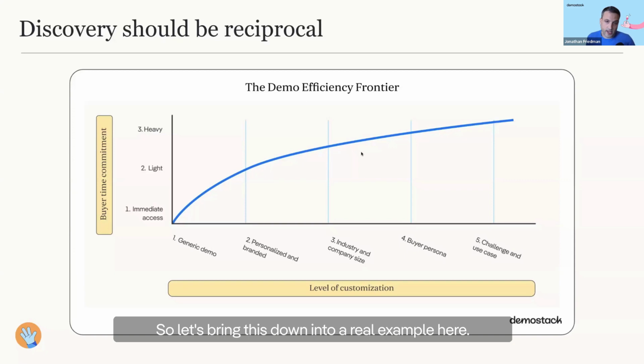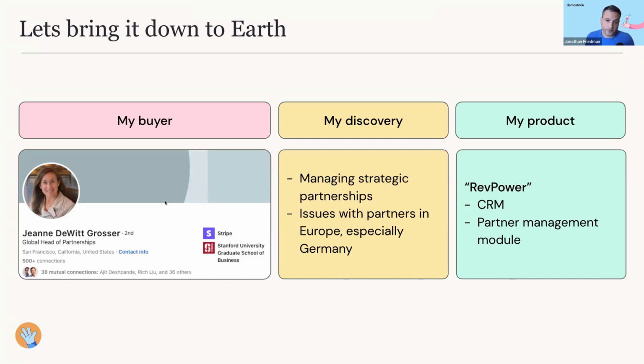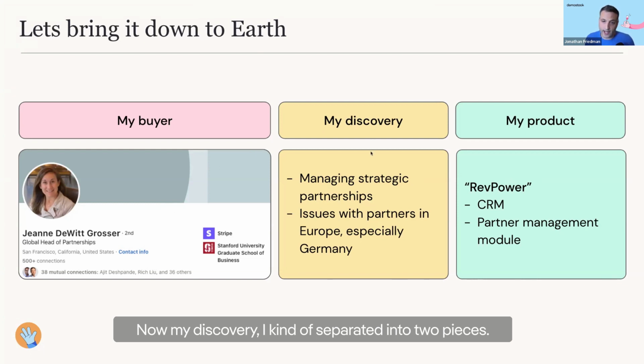Great. So let's bring this down into a real example, let's bring it down to earth and see how that will work. I completely envision here a use case. So let's say my buyer is Jean David, she's a global head of partnerships at Stripe. Let's say she signed up, or I call her, or whatever. She wants to see a demo from me. Great. Now my discovery, I separate into two pieces. One is before I even talk to her, I can see she's managing strategic partnerships at Stripe.